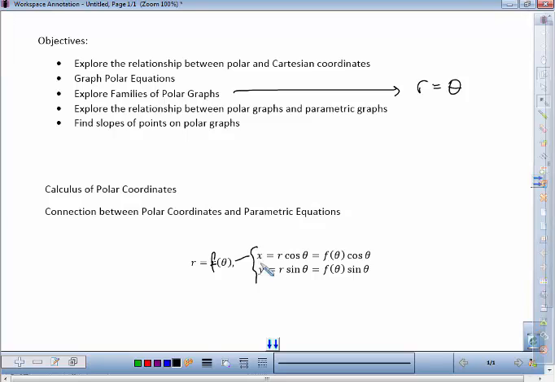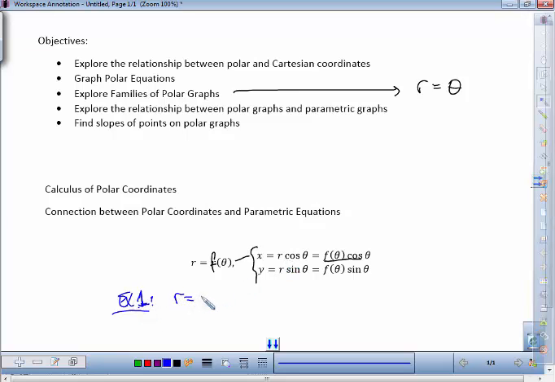But instead of r, since r is equal to f of theta, we can just replace that. So if we attach the function to the cosine and set that equal to x, we attach the function to the sine, set that equal to y, then it seems like we would have a parametric equation that would draw out hopefully the same polar coordinate equation that we had. So, for example, this is example number 1.